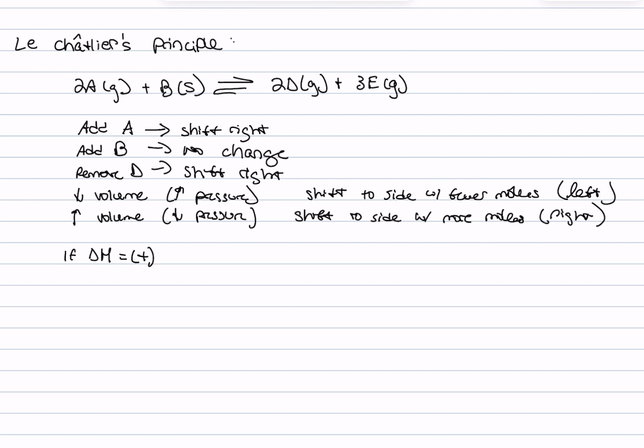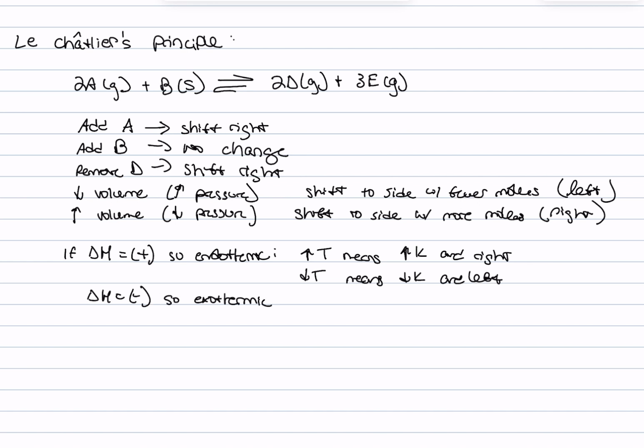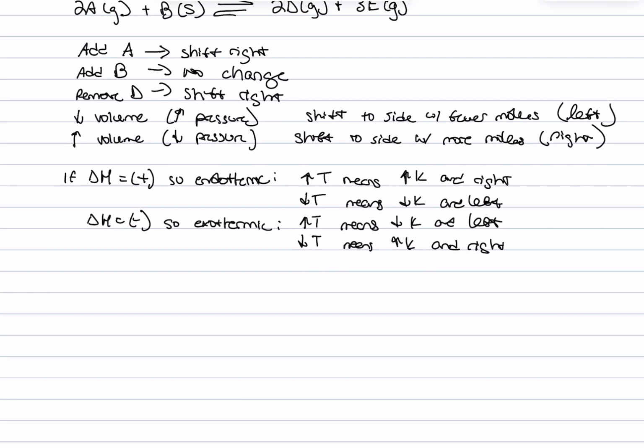Then, if delta H is positive, or the reaction enthalpy is positive, meaning it's endothermic, an increase in temperature means an increase in K, and so the reaction will shift to the right, but a decrease in temperature means a decrease in K and shifting to the left. So if delta H is negative, or it's exothermic, increased temperature means decreased K and we shift to the left, while decreased temperature means increased K and shift to the right.